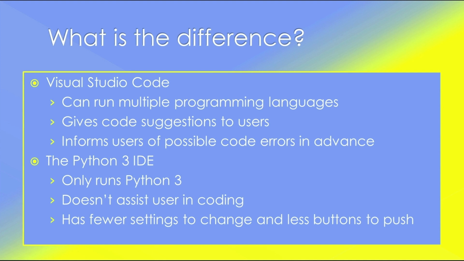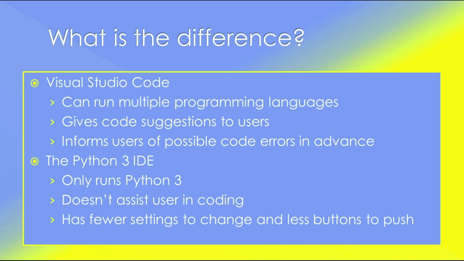As a bonus, Visual Studio Code also gives code recommendations and lets the user know what could be wrong with their code in advance, rather than letting the user know what is wrong with their code after the program already ran. At this point in the video, one may be wondering, are there any advantages to the average Python 3 IDE? Well, overall, the average Python 3 IDE does have fewer buttons to push and fewer settings to change. Though this is the case, Visual Studio Code makes programming a lot easier for the user.